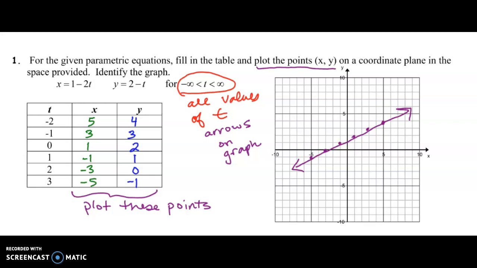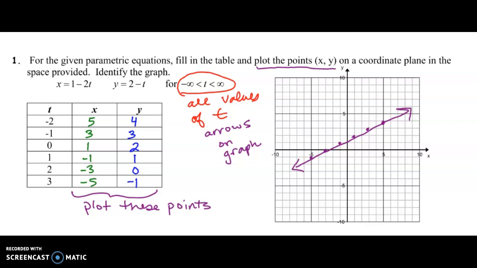So for the purpose of our table, we just pick some values of t that, when we plug them in, give us some points that are going to be on our grid here. So we picked values from negative 2 to 3. All you have to do here is take negative 2 and plug it into the equation for t. So 1 minus 2 times negative 2, that's 1 plus 4, so you get 5, right? And you continue doing that, put negative 1 in for t, you get 3. Put 0 in, and so on. So we can easily get the table of values for x just by substitution.